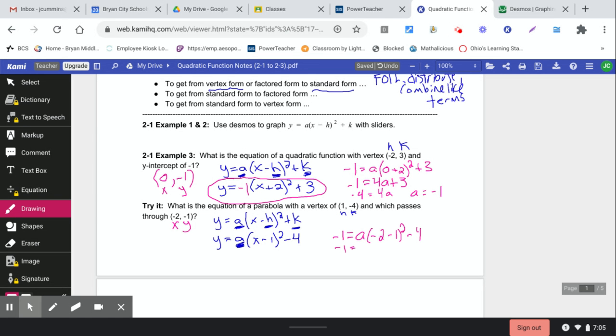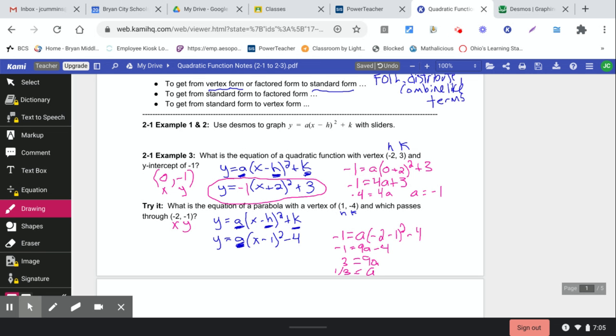Here in the parentheses, we get -2 minus 1, which is -3. And -3 squared is 9. So this is 9a minus 4. I'm going to add 4 to both sides. Sorry, that got really sloppy there. When we add 4 to both sides, that gives us 3 equals 9a. And when we divide by 9, we get a equals 3/9, which reduces to 1/3.